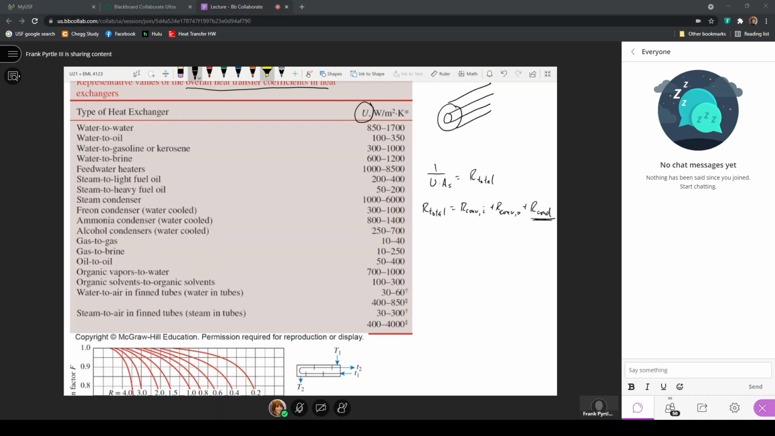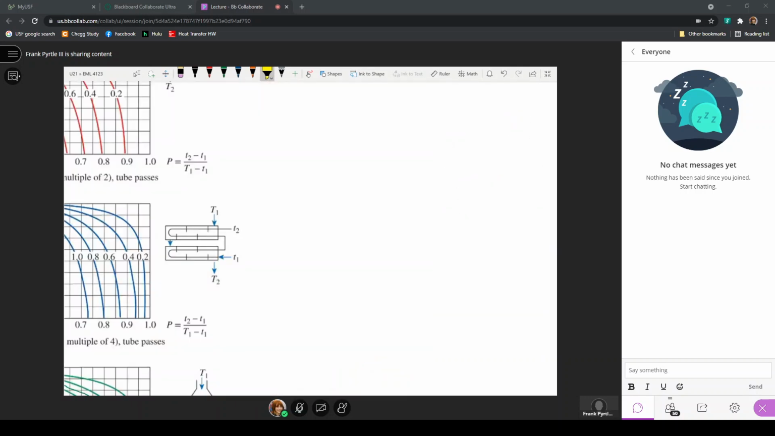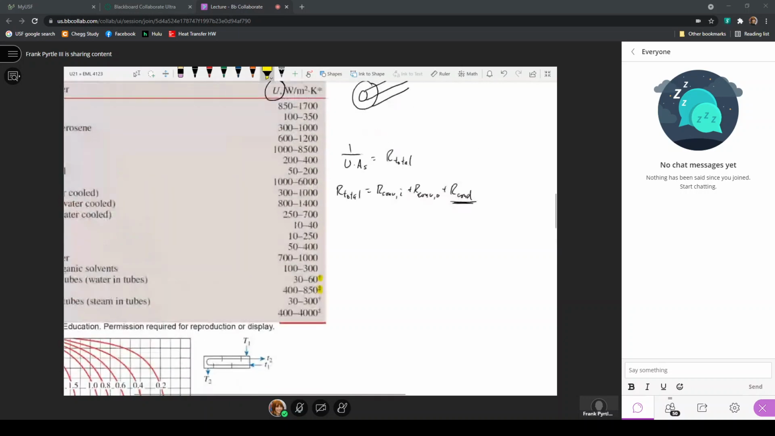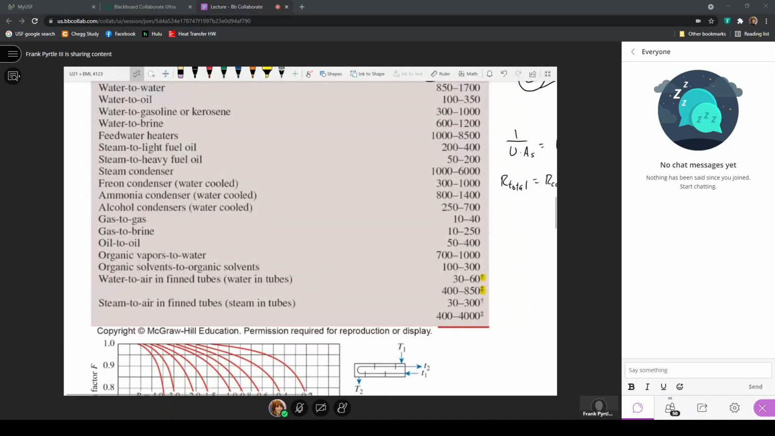these designations here. This is based on this first one here. It kind of looks like a little cross, but if you look at it really closely, it's not really. But this value of 30 to 60 watts per meter squared Kelvin, when it says that water is flowing in the tubes, it gives you two ranges, 30 to 60 and 400 to 850. This is based on the air side surface area, which is the larger of the two surface areas.